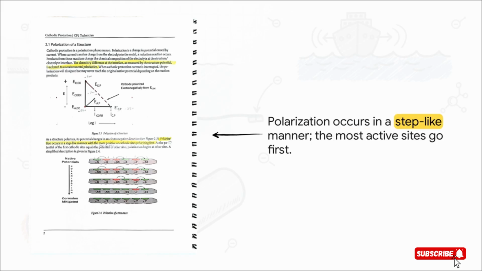And this doesn't happen all at once across the whole surface. It's more of a step-by-step process. I want you to think of it like you're flooding a valley with water. The lowest points, which in our case are the most active, most corrosion-prone spots, they get covered with that protective current first. Then, as we keep applying more current, we cover more and more of the landscape until the entire structure is safely underwater, so to speak.